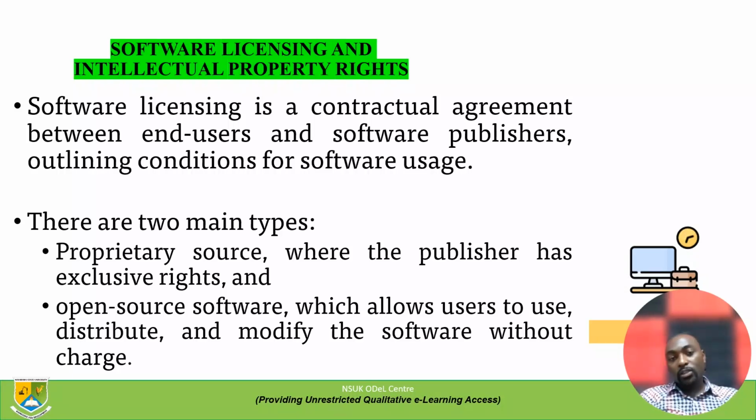Software licensing and intellectual property rights. The term software licensing is more or less a contractual agreement between end users and software publishers, thereby outlining conditions for software usage. So there are actually two main types. We have the proprietary source and then we have the open source. So the proprietary source is where the publisher has exclusive rights, and then open source software tends to allow users to use, distribute and modify the software without charge.